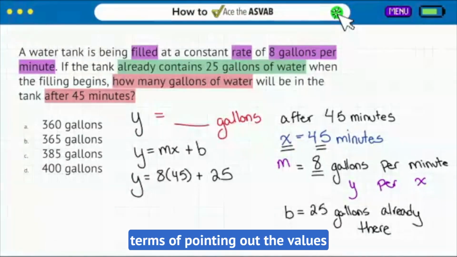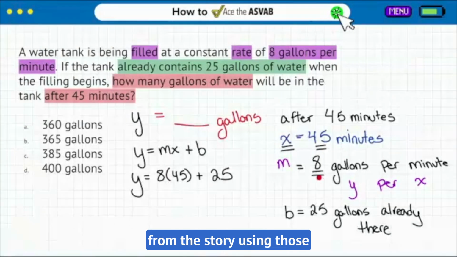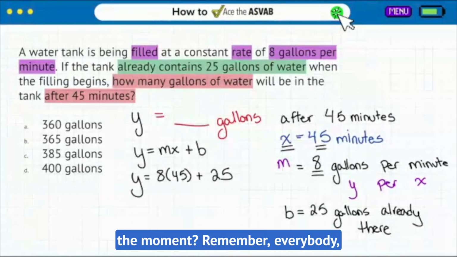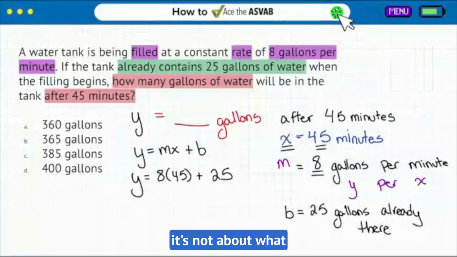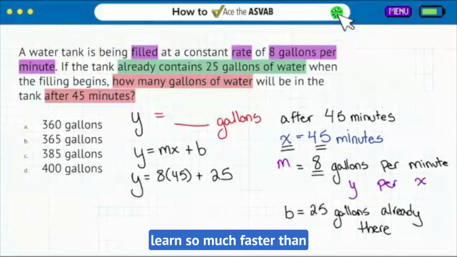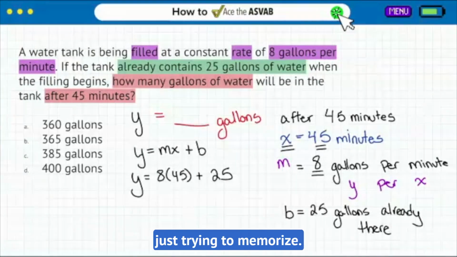Before I continue to the actual math and the solution here, my party people, you tell me, where's your confidence at in terms of pointing out the values from the story, using those keywords and clues and strategies that we talked about? Where's your head at? Remember, everybody, it's not about what the numbers are, it's about what the numbers mean. That's how you can surround yourself around a topic and learn so much faster than just trying to memorize.